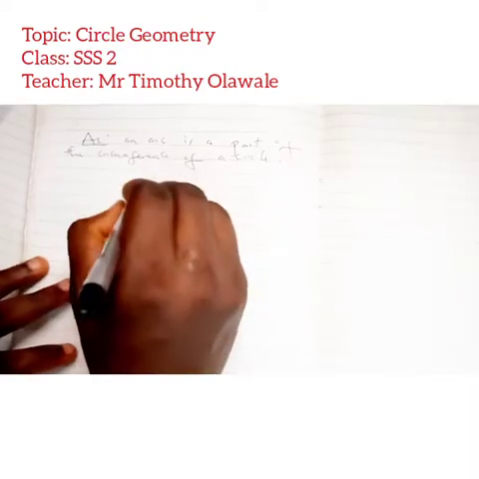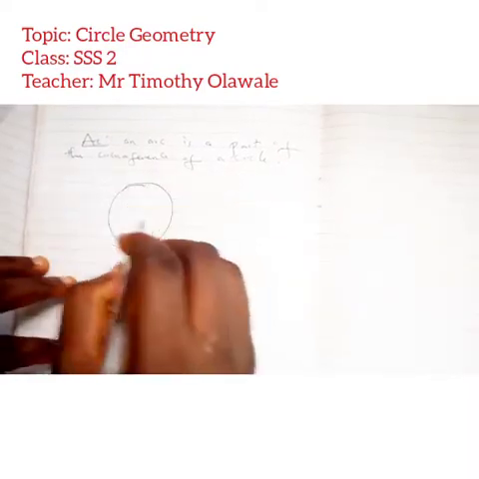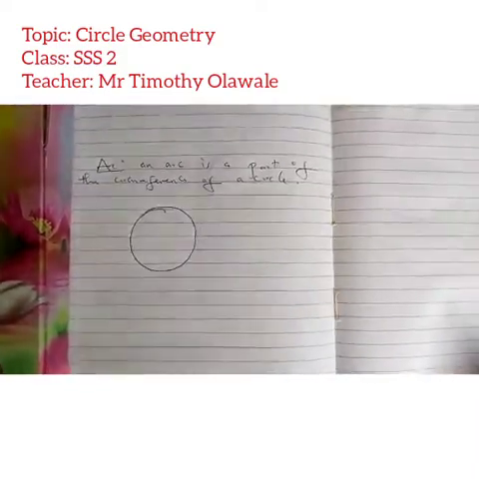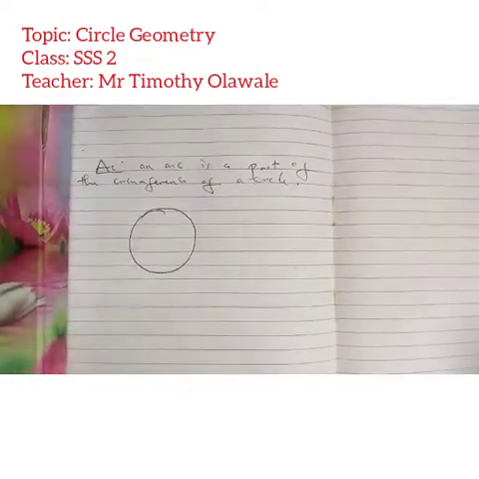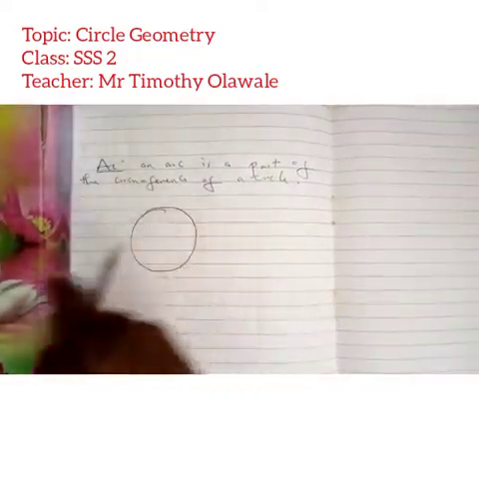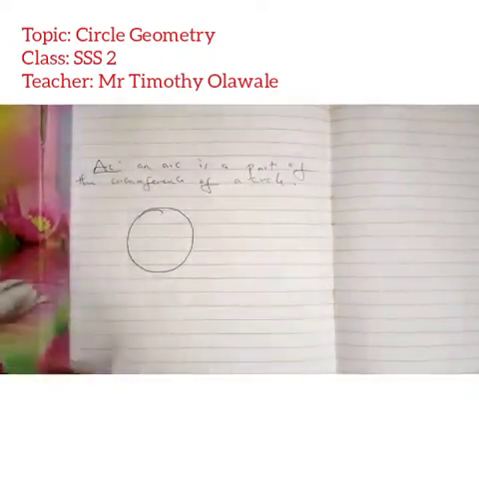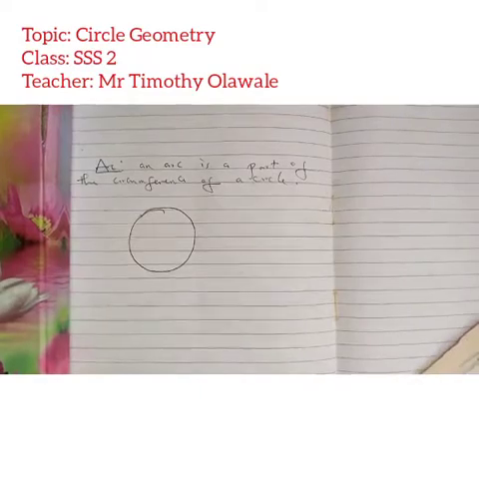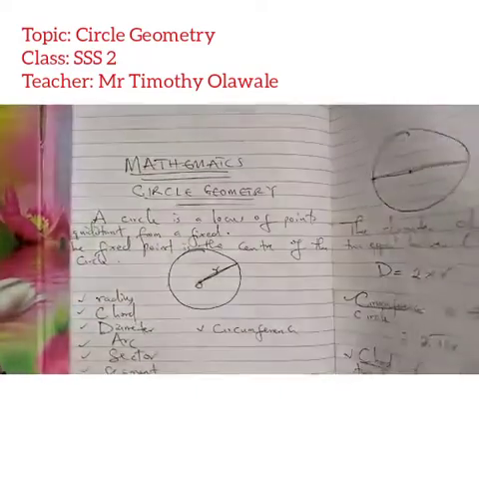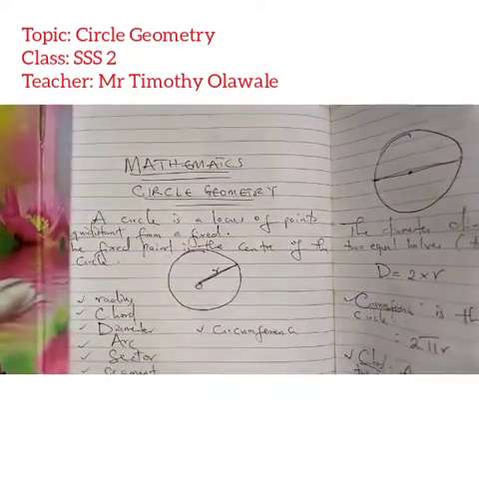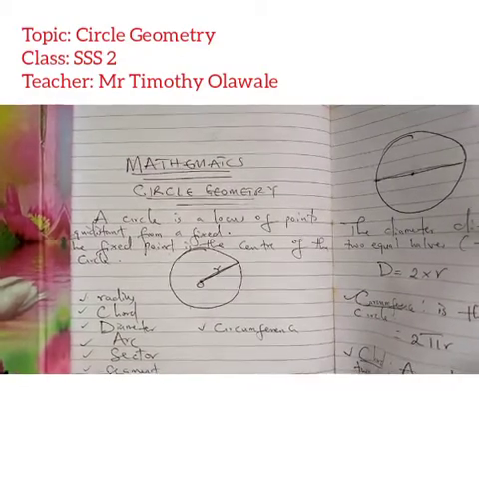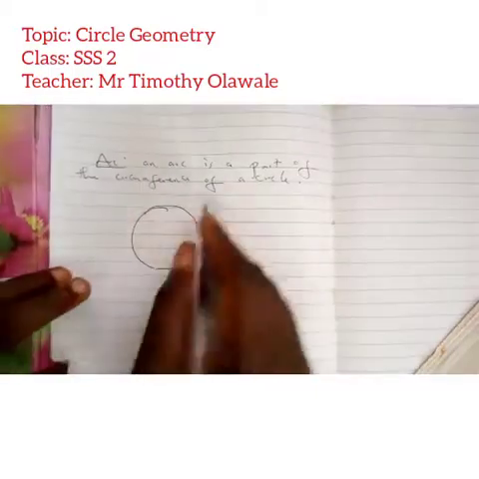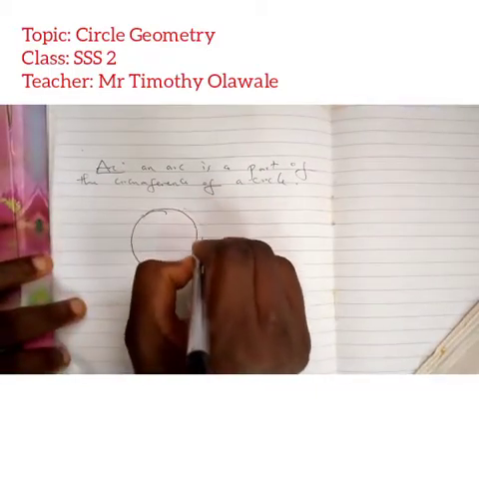So something like this, we have a circle. The arc is a part of the circumference of a circle. We have the minor arc, and we have the major arc. What did I say? We have the minor arc and the major arc. So let's get back to the points we wanted to discuss: radius, chord, diameter, arc, circumference.